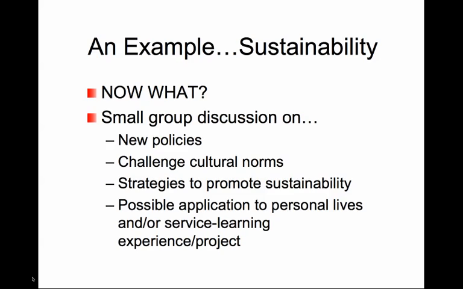Finally, the students reflect on now what. This could mean small group discussion on new policies or how to challenge cultural norms, to come up with strategies to promote sustainability, and even possible application to their personal lives or the service learning experience.